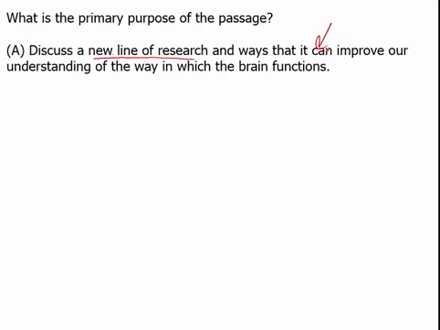Ways that it can improve our understanding of the way in which the brain functions. Well, that's a little bit too high level. It's probably better in terms of our understanding of the way that myelin regeneration works. And more than that, it's about trying to understand if these researchers were on the right track. The purpose is to say they were, but they need to do more. And so this, ways it can improve our understanding of the way in which the brain functions, totally misses the point that it evaluated research and discussed ways the research could be improved. So A is simply too general, too vague towards the end there.